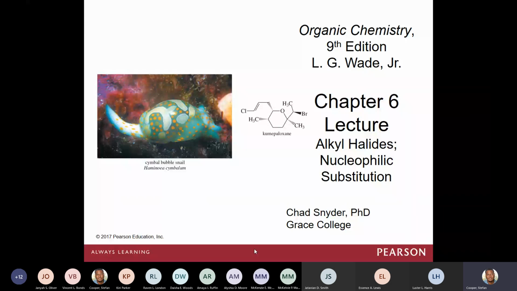All right, so I just wanted to use this slide at first to remind everyone that we're currently in chapter 6. We're dealing with a class of molecules known as alkyl halides, right? Can you guys see my mouse? Should I change to a laser pointer? All right, so we're dealing with alkyl halides, and we're dealing with a class of reactions that are known as nucleophilic substitutions.